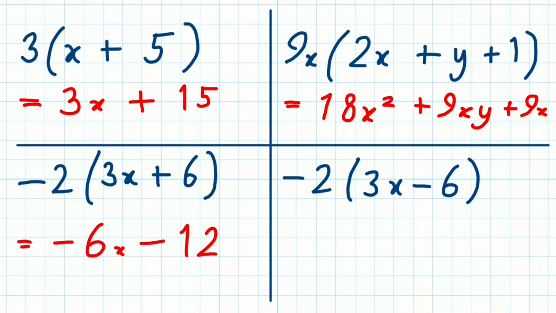So one more, minus 2 bracket 3x minus 6. Minus 2 times 3x would give you minus 6x. And now minus 2 times minus 6 is a negative times a negative, so the answer is positive. So the final answer is minus 6x plus 12.